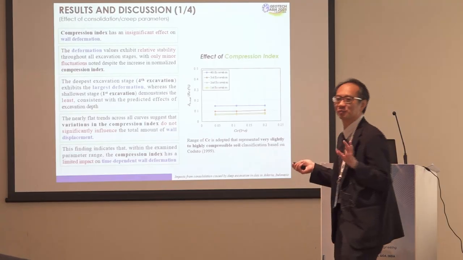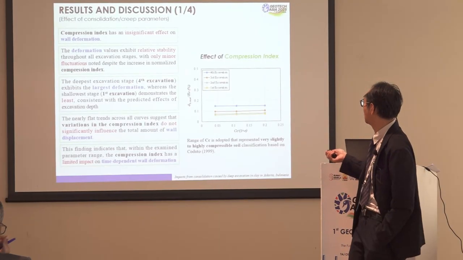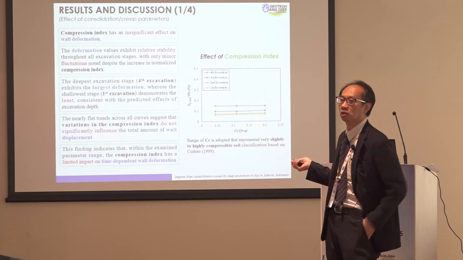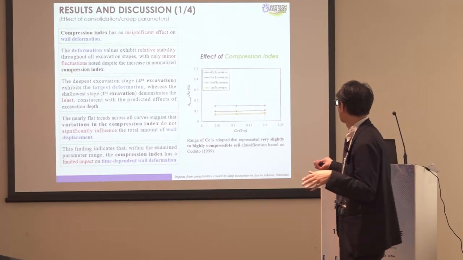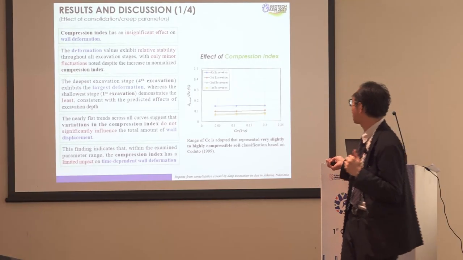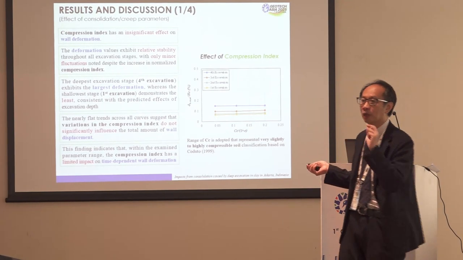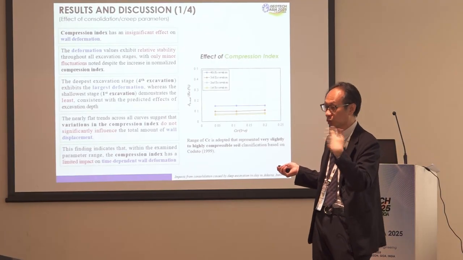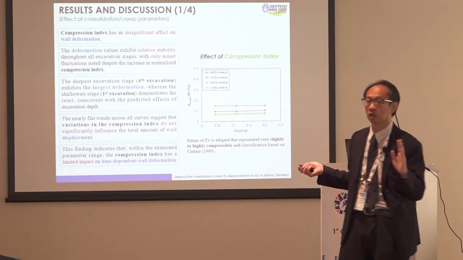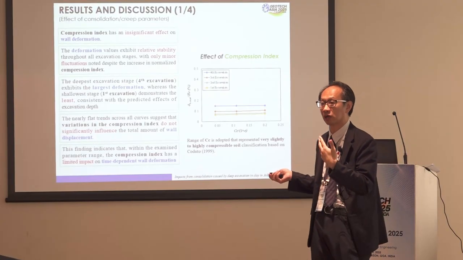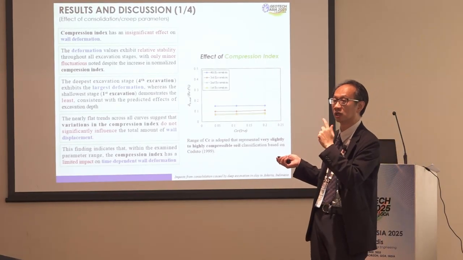Okay, so we want to explore the parameters one by one. The first one we evaluate is the so-called compression index. If you look at the result here, this is a ratio showing what the maximum wall deflection is divided by the H. Here we try to change the compression index. As you can see, the line is quite straight, quite flat. So it means that changing the compression index may not give you a very significant change for the wall deformations. So even though we don't have confidence about the compression index, it should be fine because it doesn't change a lot. That's the first conclusion which we have from the compression index.